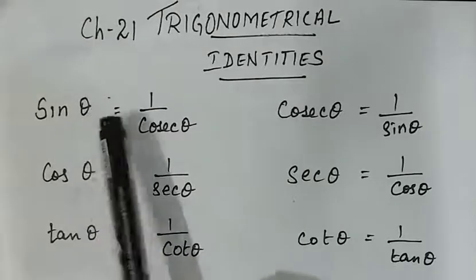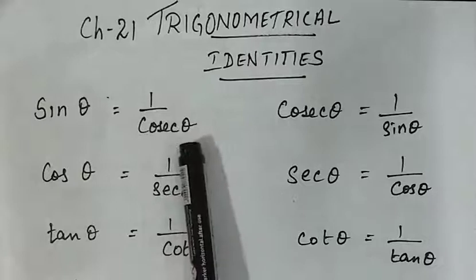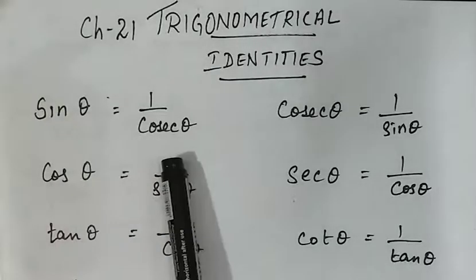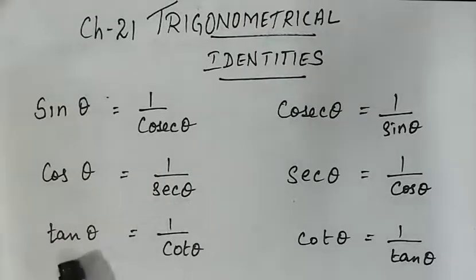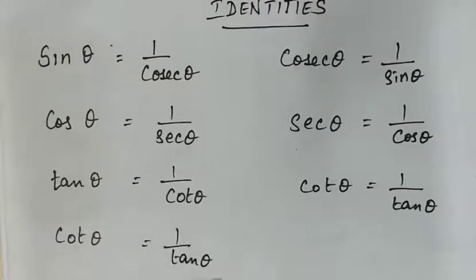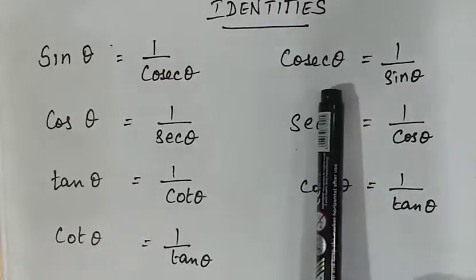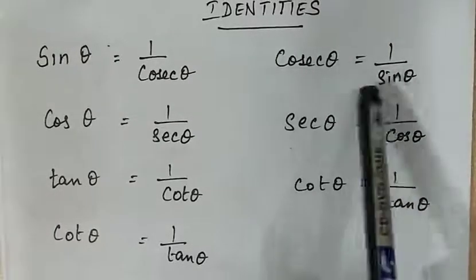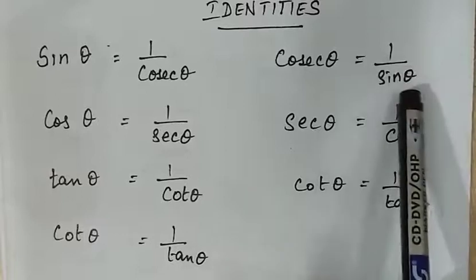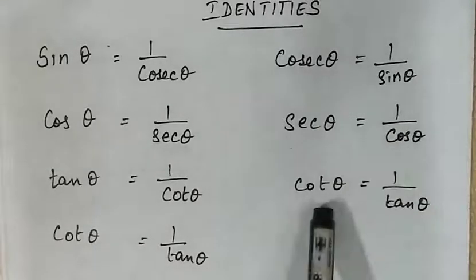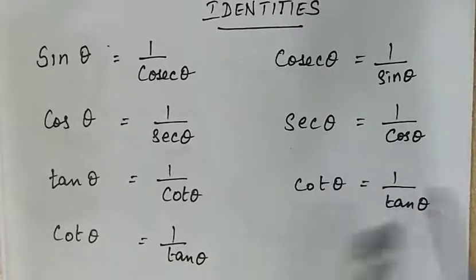Sin theta is equal to 1 upon cosecant theta. Cos theta, 1 upon secant theta. Tan theta, 1 upon cot theta. Cot theta, 1 upon tan theta. Cosecant theta is equal to 1 upon sin theta. Secant theta, 1 upon cos theta.